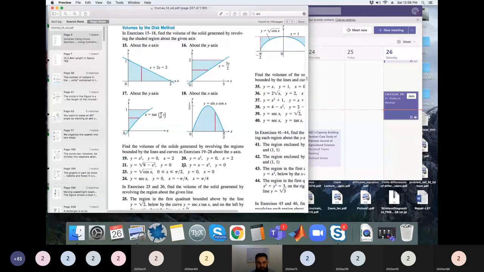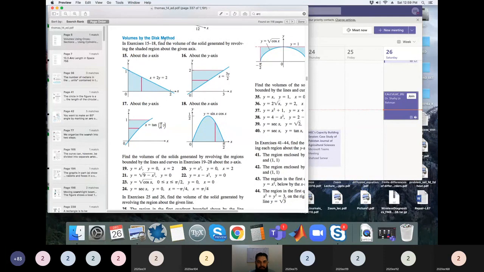Further, you can try a few more examples. Y is a function of x. And the limits are there. So this is how you can try these examples up to 24 by using the disk method.